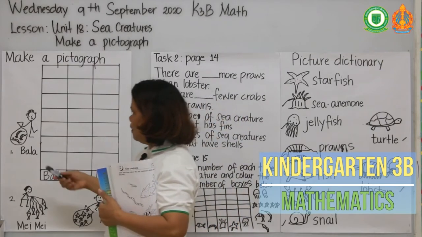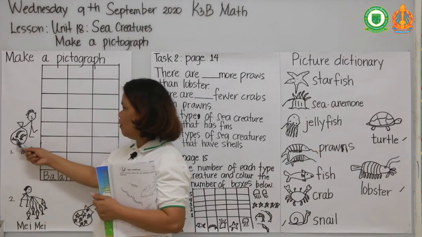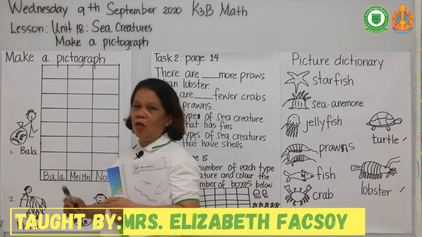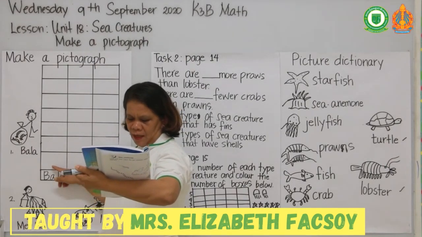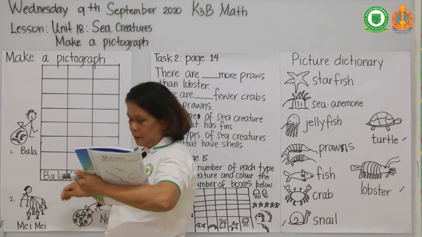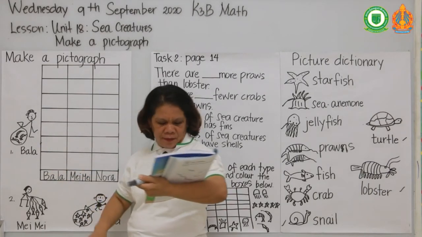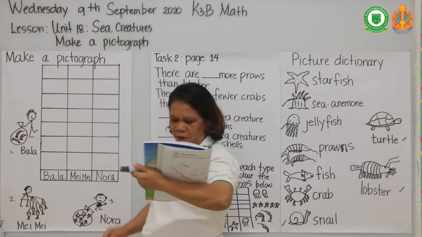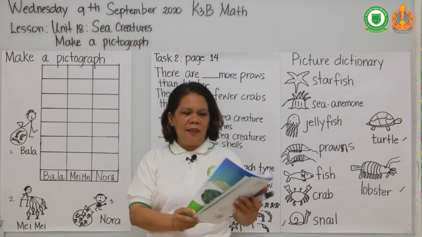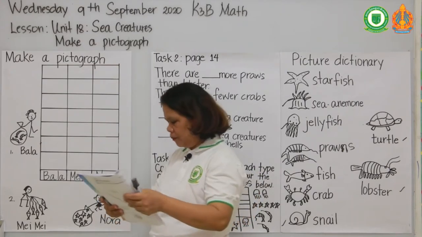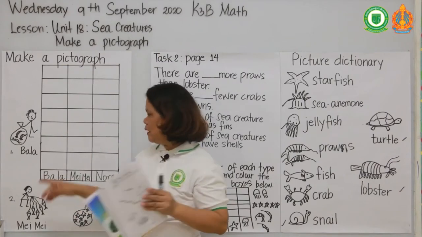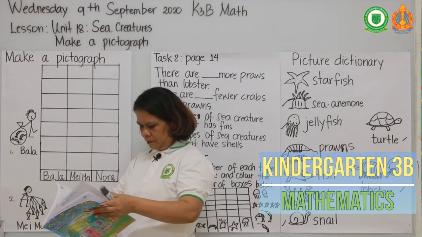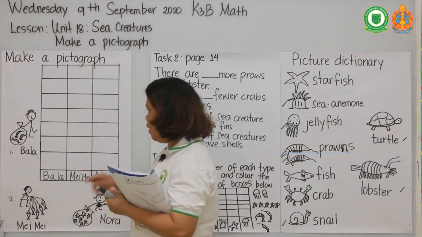Bala has three prawns. I told you this is prawns. So you're going to draw three prawns in the box. We don't have cutouts here, so what you're going to do is just draw the prawns in these boxes. Just draw three prawns.